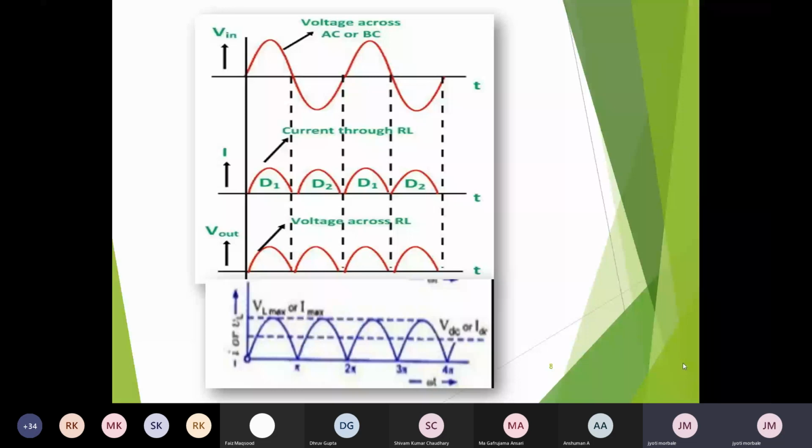Output में भी आप last waveform पर थोड़ा ज़्यादा concentrate करो, where actually VDC and IDC these lines are shown. V max and I max points are already there. The middle dotted line indicates the DC voltage and current values. Okay, so these are the waveforms for the full wave rectifier.